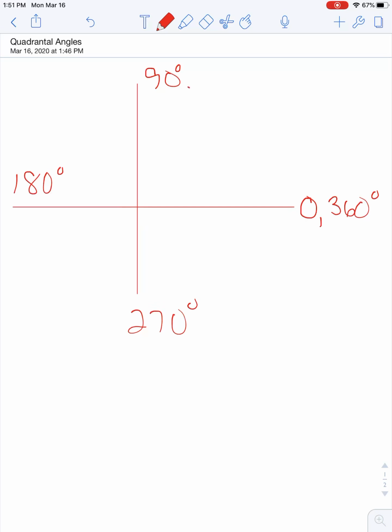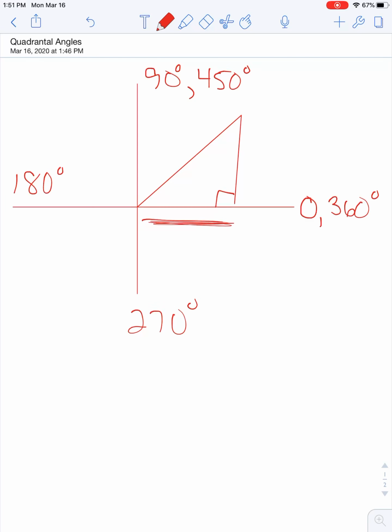I could just keep going. If I keep adding 90, 450, 540, and so on, if we just keep adding 90, these are our quadrantal angles. When you have these quadrantal angles, there's no more drawing triangles except for this one triangle, and here it is.